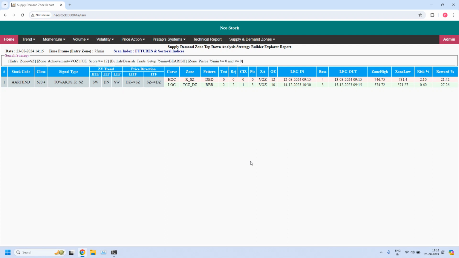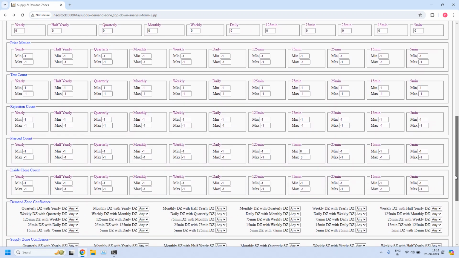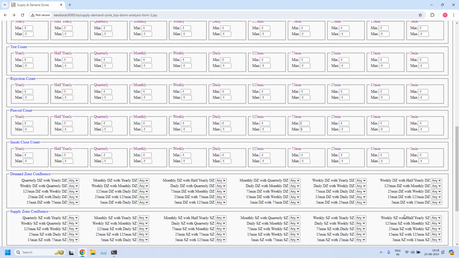And let's verify whether this stock is having ITF confluence or not. Supply zone confluence, that is the 75 minute supply zone with the daily supply zone, enabled.